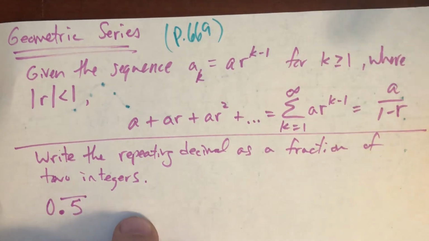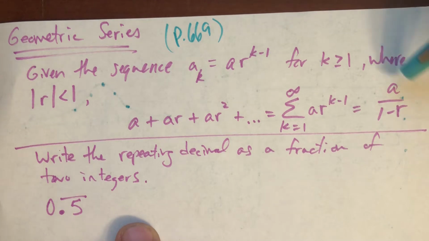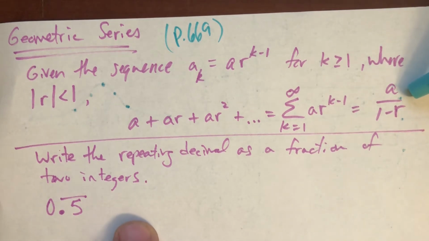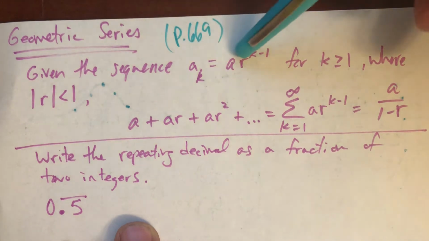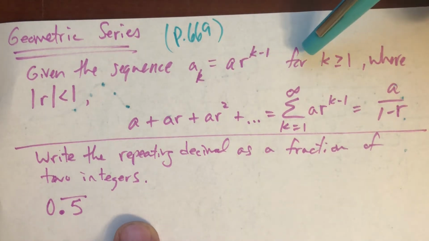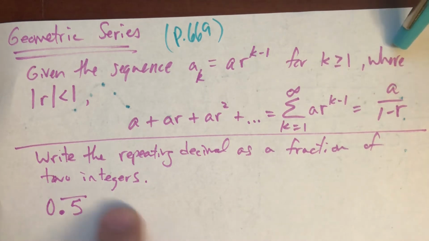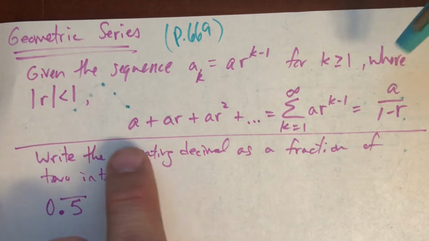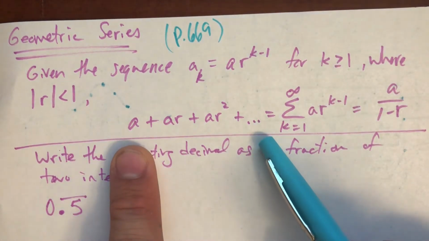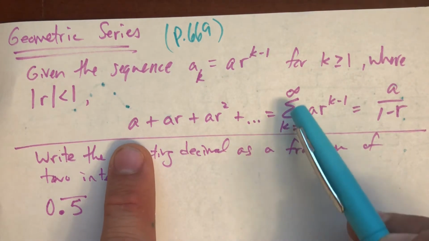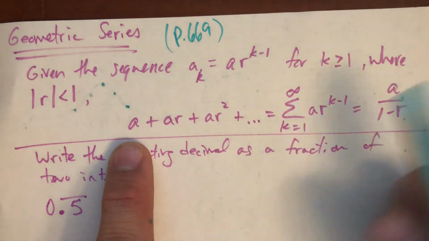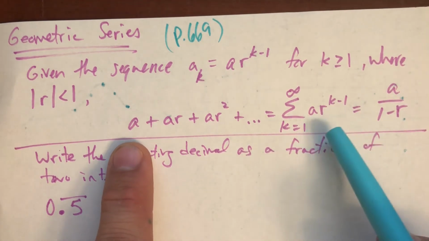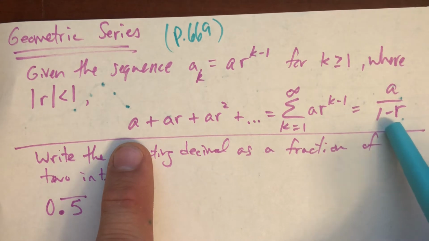We're going to be able to say that if we add up infinitely many terms of a specific geometric sequence, then it's going to come out to be a very nice value. So if we're given a sequence where k is bigger than or equal to 1, and also the absolute value of r is smaller than 1, then if we add up infinitely many terms, taking k from 1 until infinity, just continually adding up terms, it's going to be this value.